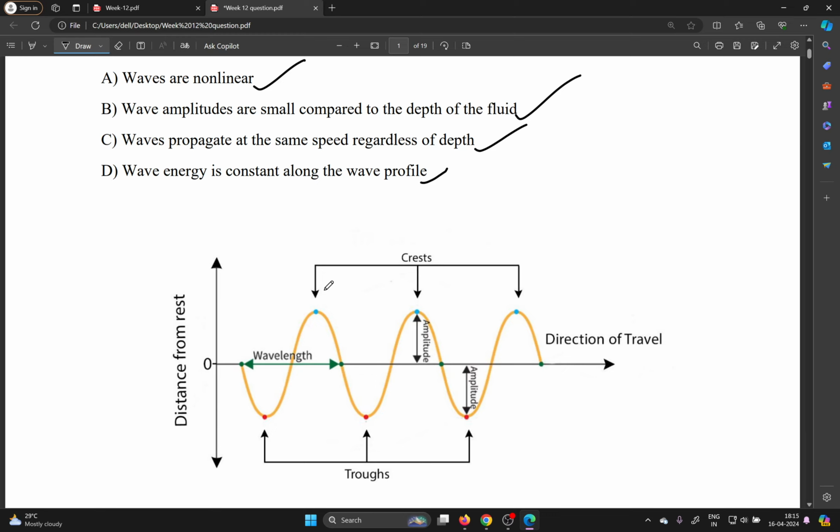What is the terminology? In a wave, the distance between these two points is the wavelength. Sometimes the distance between these two points is the wavelength, or you can measure from here up to here. So this is the wavelength. Whatever the points below the zero level, suppose this is your water level in still condition, when the velocity is 0.